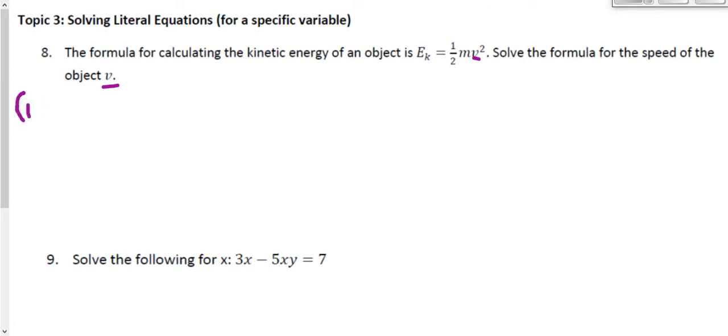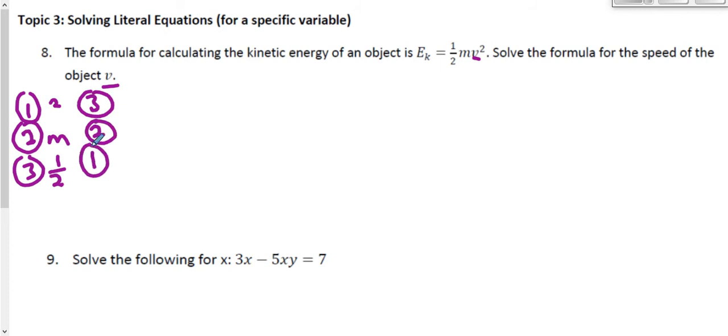So v is being squared, then it's being multiplied by m, and it's being multiplied by 1/2, which basically means it's being divided by 2. Now we want to undo these things in the opposite order to get it alone, so we're going to undo 3, then 2, then 1, using opposite operations. So in step 3, it's being multiplied by 1/2, which means it's being divided by 2. I'm going to multiply both sides by 2 to undo that. It's being multiplied by m. I'm going to divide by m to undo that. And it's being squared. So the last thing I'm going to do is square root. So these 3 operations here are going to help me get v completely alone.